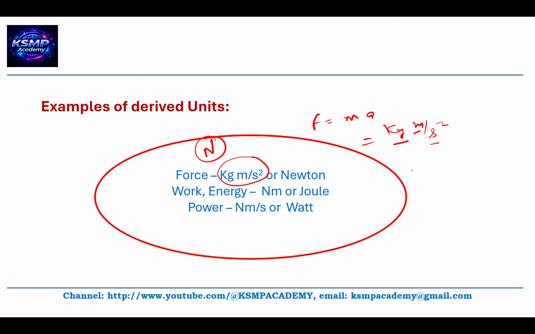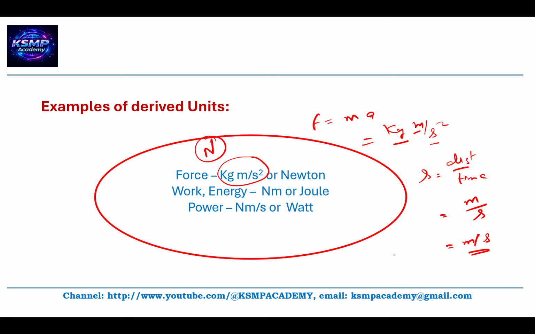Similarly, for other quantities, for example, speed. What is speed? Speed is distance upon time. So distance we know is measured in meters, and per unit time, meter per second. So meter per second is the speed, and it is derived from the fundamental units.